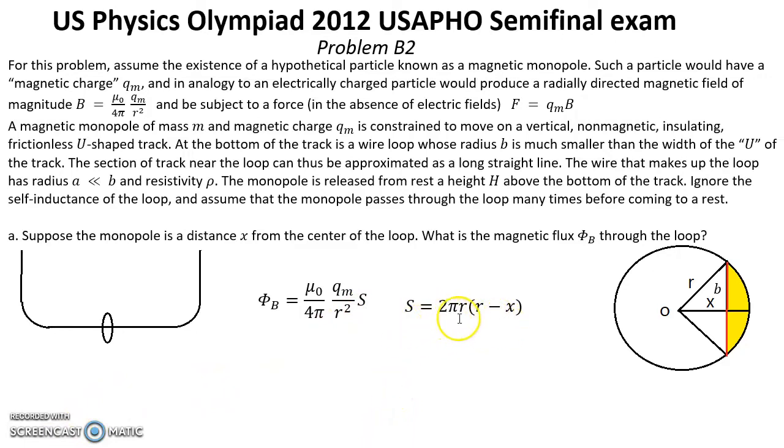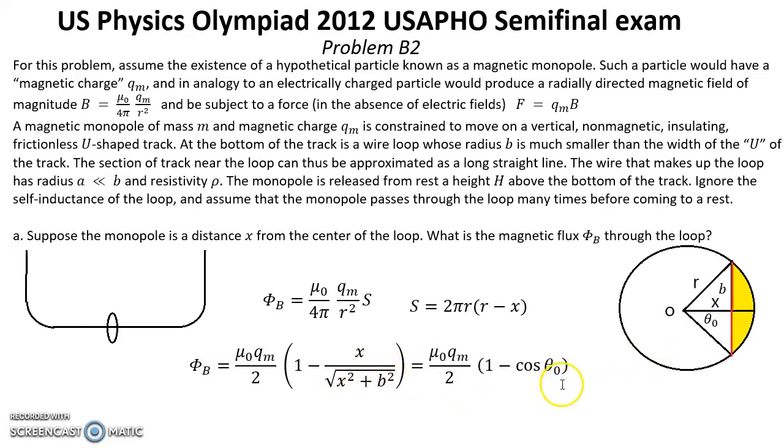It's 2 pi r multiplied by the height of this segment, which is r minus x. And finally, when we put it into this formula and express r through x and b, the magnetic flux equals this expression, where x over square root of x squared plus b squared is cosine theta 0. That's the answer for question A.